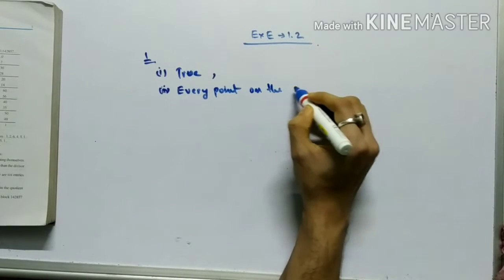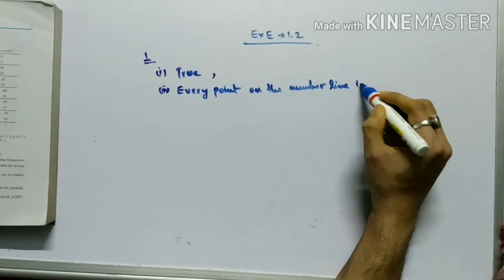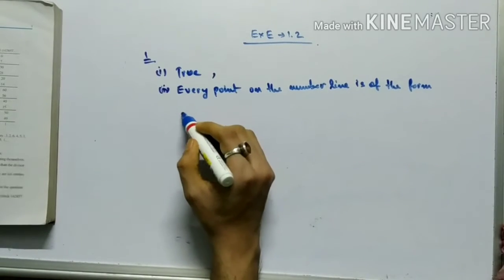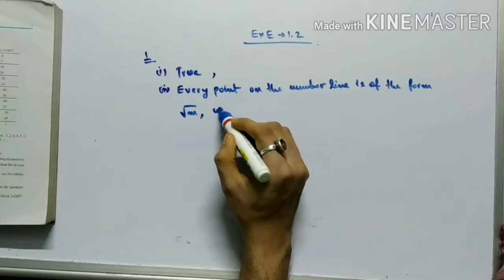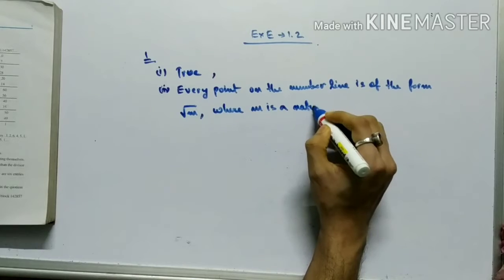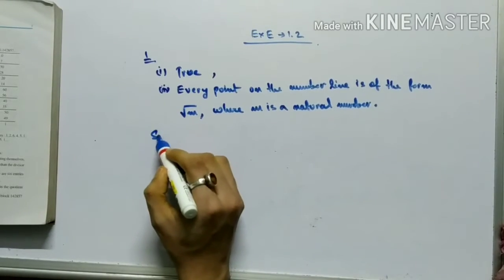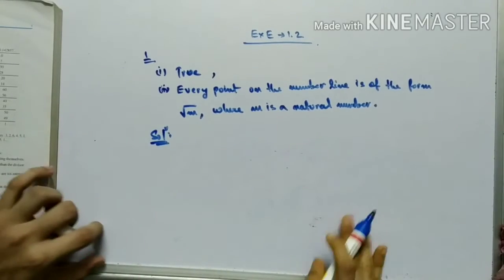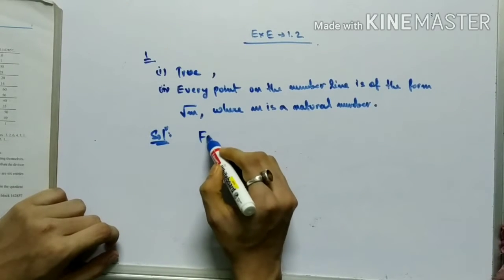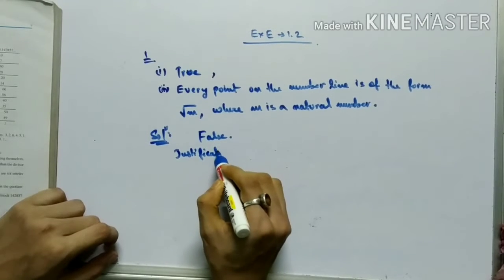Every point on the number line is of the form root m, where m is a natural number. So this one you see, every point on the number line is of the form root m. This will be false. Justification, in here I will write justification.